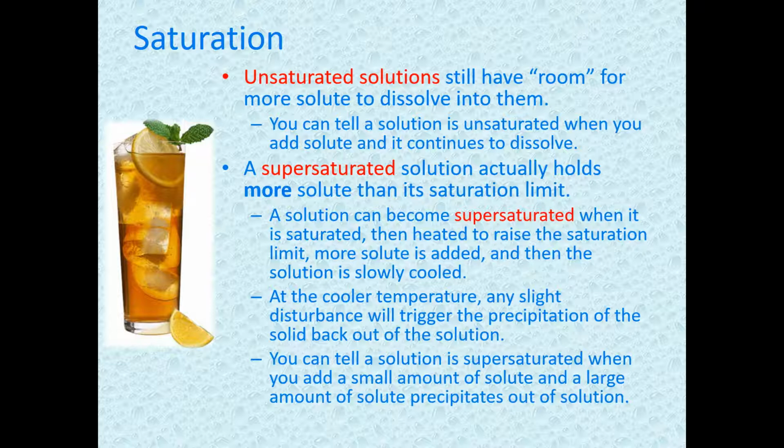Which brings us to a special kind of solution called a supersaturated solution. A supersaturated solution actually holds more solute than it's supposed to, more than its saturation limit. A solution can become supersaturated when it is saturated, and then we heat it to raise that saturation limit. We add more solute, and then you let it cool down very slowly. The thing about this is at a cooler temperature, any slight disturbance will trigger the precipitation of the solid back out of the solution. It's really cool.